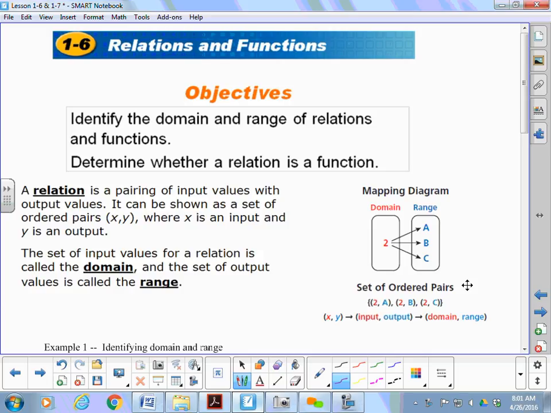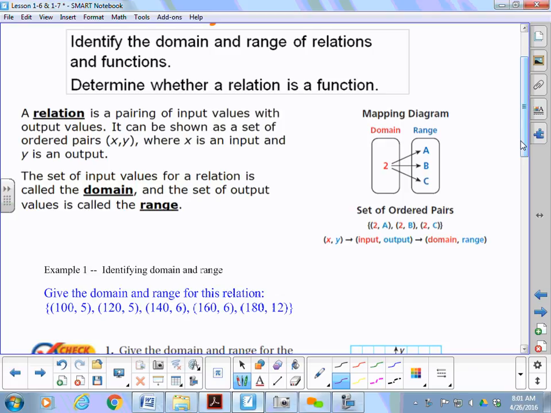All right, a couple of basic things here. First of all, a relation is a pairing of input values with output values. It can be shown as a set of ordered pairs, x and y, where x is an input and y is an output. Or it could be shown in a chart like this, where we might have the domain on the left side and the range on the right, and arrows connecting them. So this would give us the set of ordered pairs (2, a), (2, b), and (2, c), since the arrow is going to all three of them.